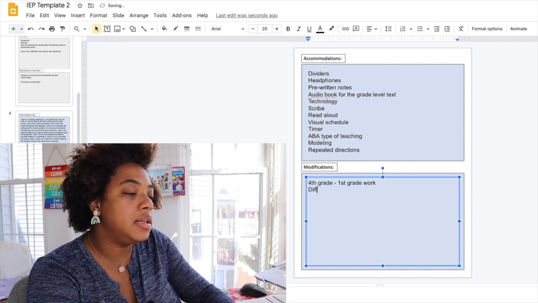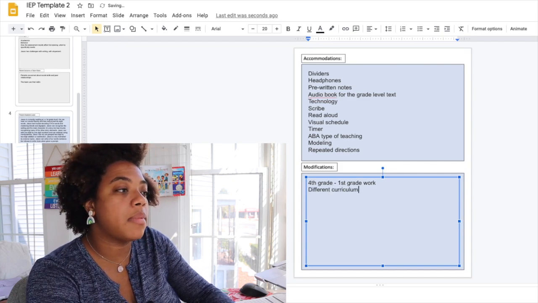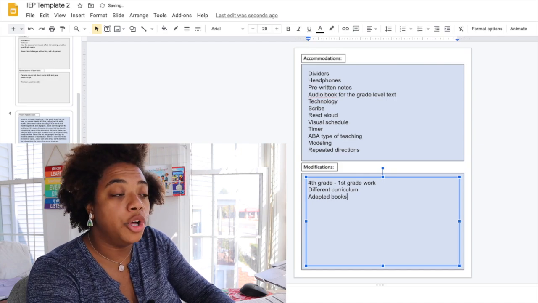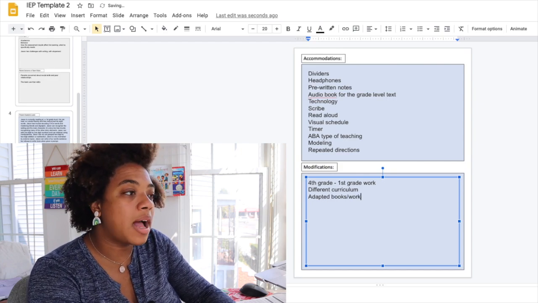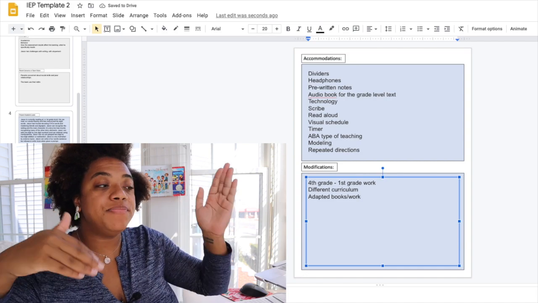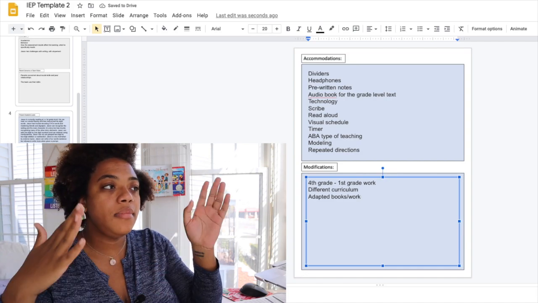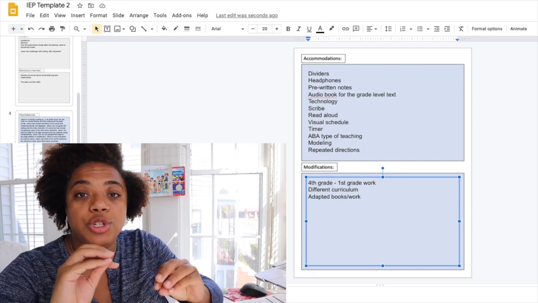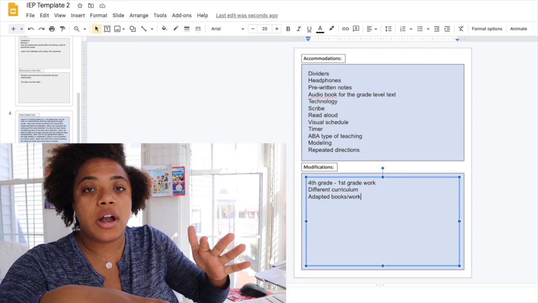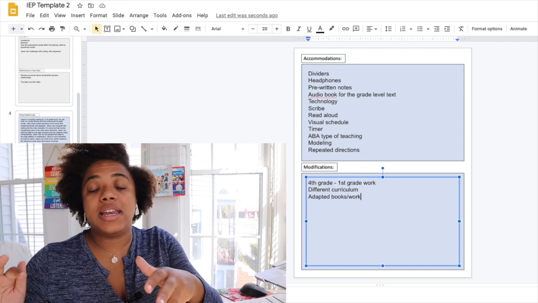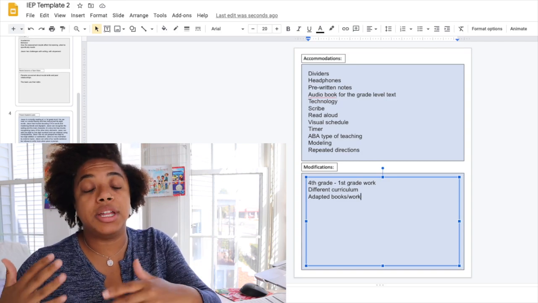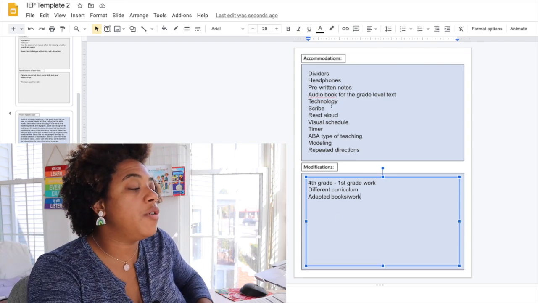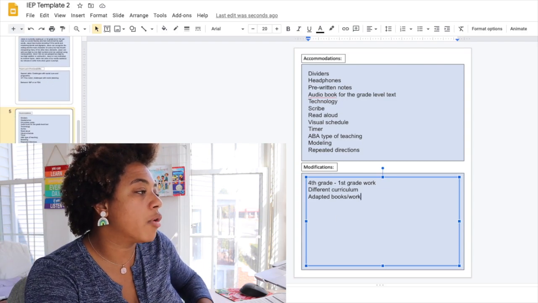So he needs a different curriculum. He might need some adapted books or adapted work. I'm not going to go too much into specifics, but that's the difference. Accommodations: if he's sitting with other 4th graders, he just needs a little extra tweaks to access what they're accessing. If it's a modification, he needs a completely new curriculum, new content, new methodology, all of that. So those are some of the things that I would write for Jason.